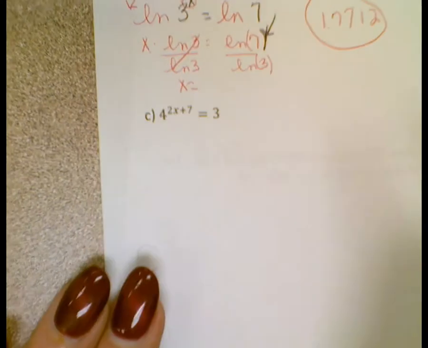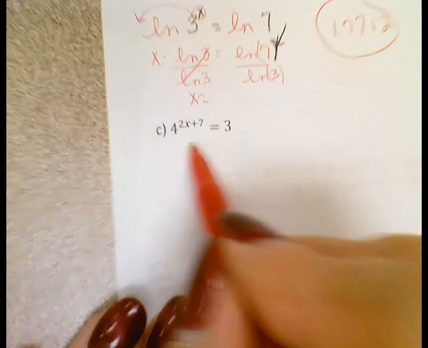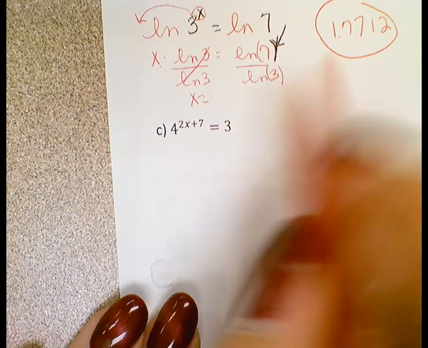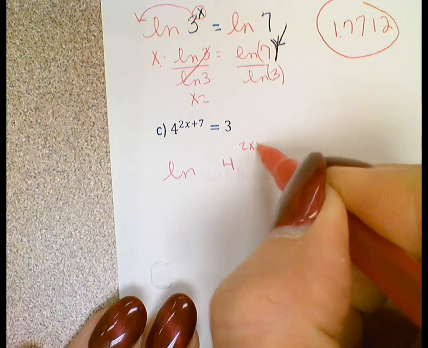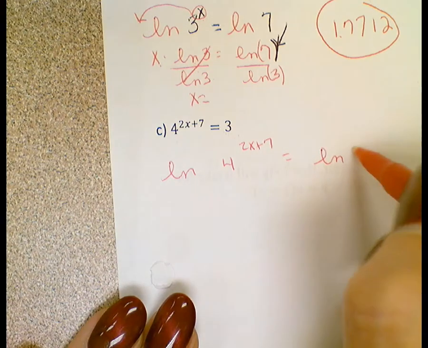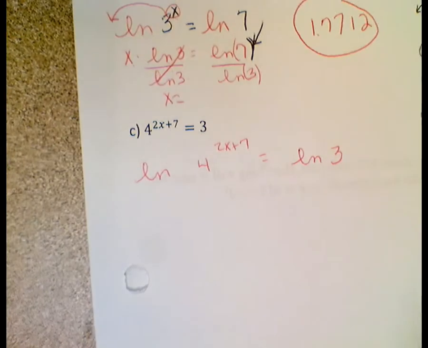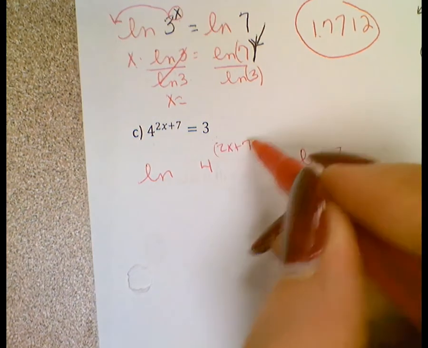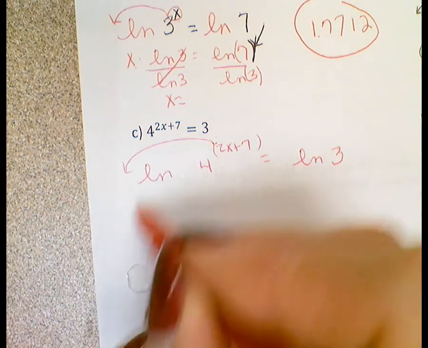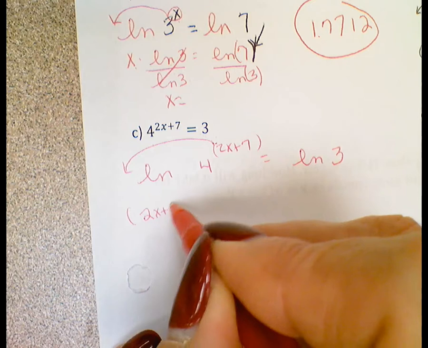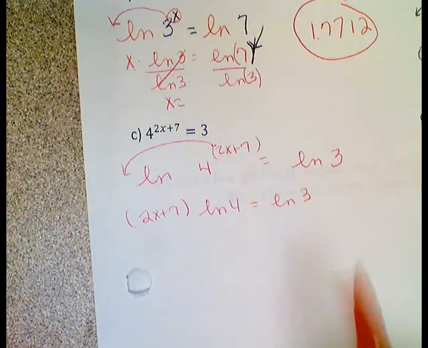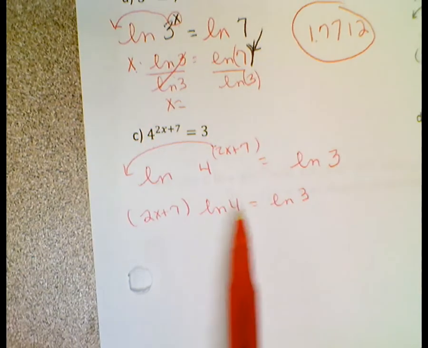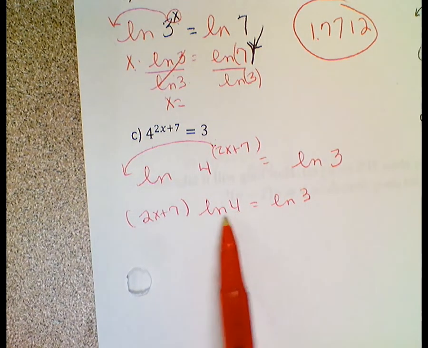So the next one. What can we do to both sides here? We can't get the 3 and the 4 to be the same base, so we're going to take the natural log of both sides. Because this is a binomial, when I bring it out front, it comes out front in parentheses. Now this time, the natural log of 4 is not going to cancel out. Only the natural log of e cancels out.